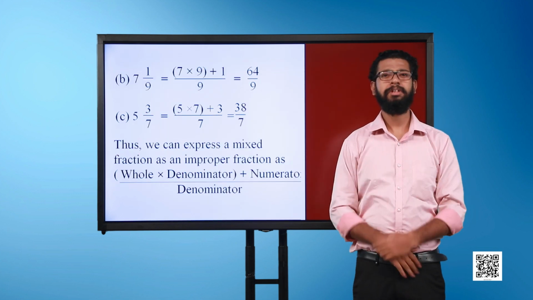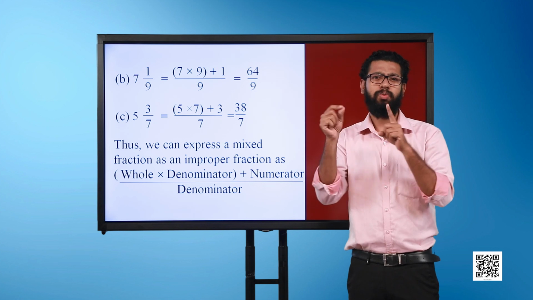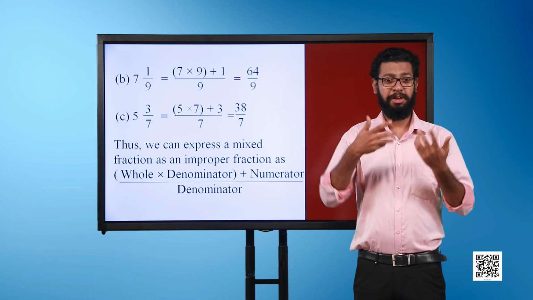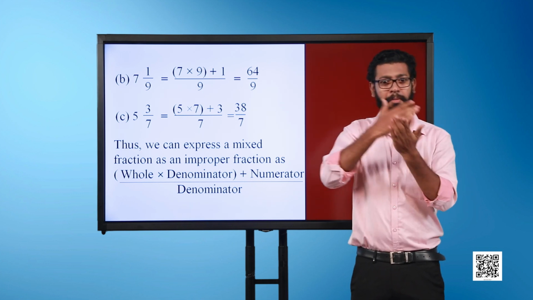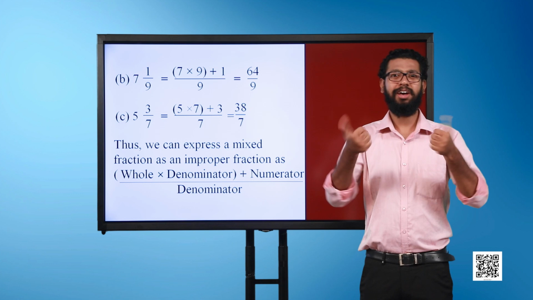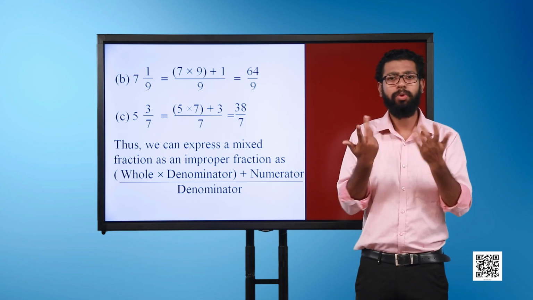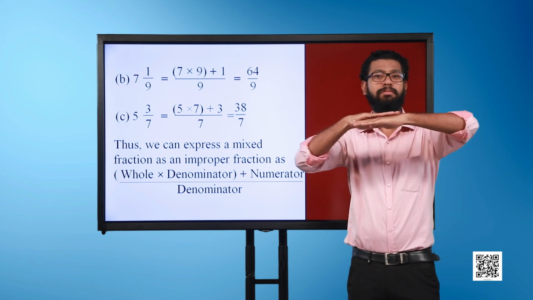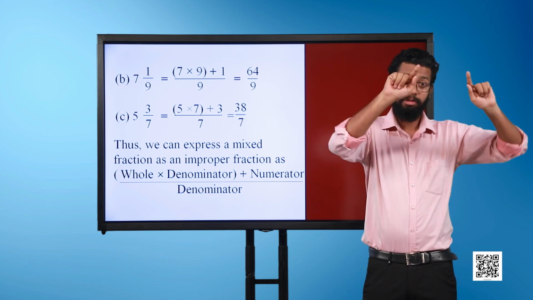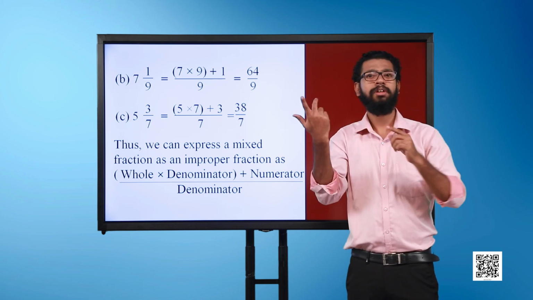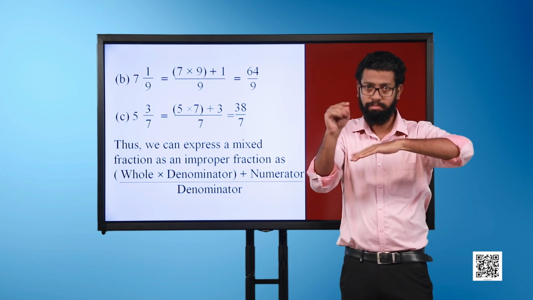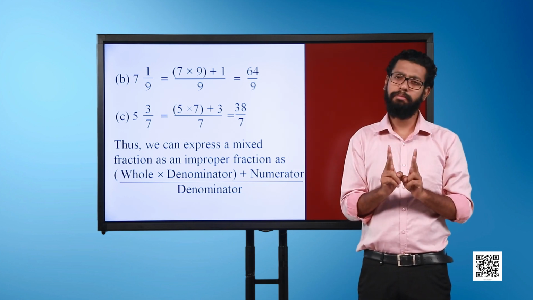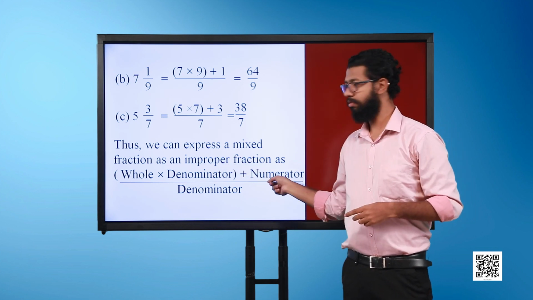B. 7⅑ is equal to, within brackets, 7 multiplied by 9 plus 1, divided by 9, equal to 64 divided by 9. C. 5³⁄₇ is equal to, within brackets, 5 multiplied by 7 plus 3, divided by 7, equal to 38/7. Thus, we can express a mixed fraction as an improper fraction as, within brackets, whole into denominator plus numerator, divided by denominator.